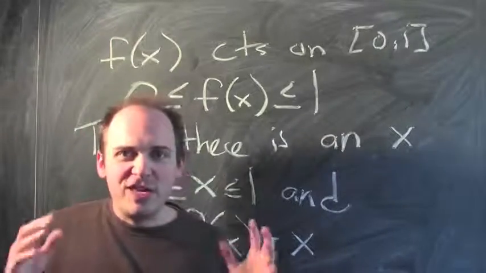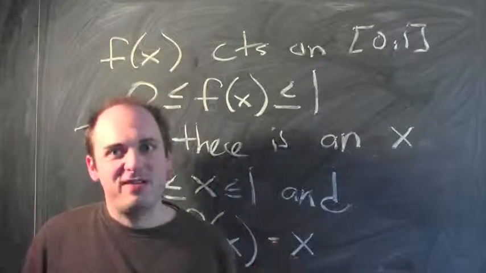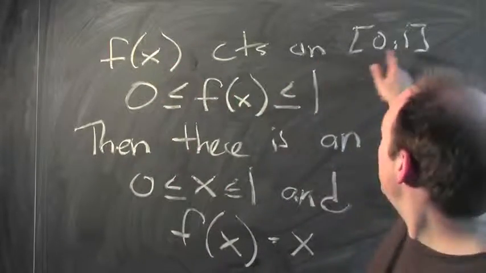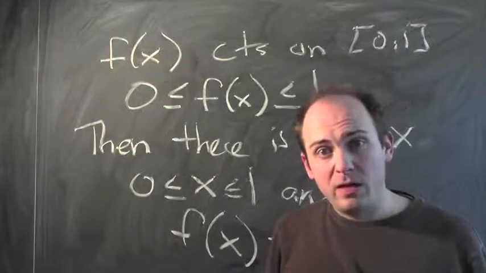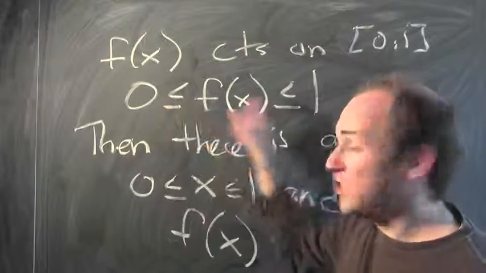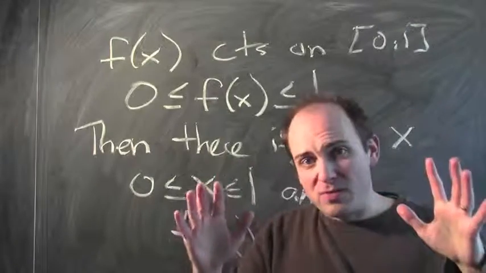Here's an application of the intermediate value theorem that I'm very fond of. Here's how it goes. Suppose you've got a function f. f is continuous on the closed interval between 0 and 1, and whenever x is between 0 and 1, f of x is between 0 and 1. So that's what you've got to suppose.